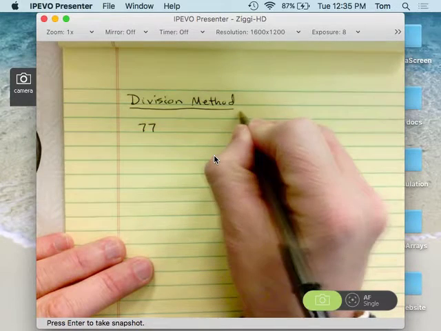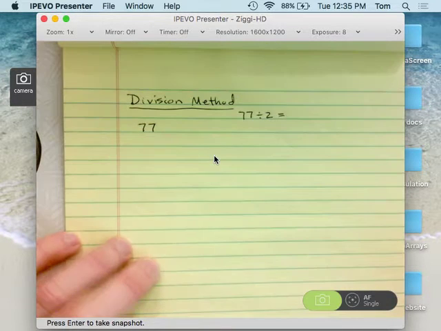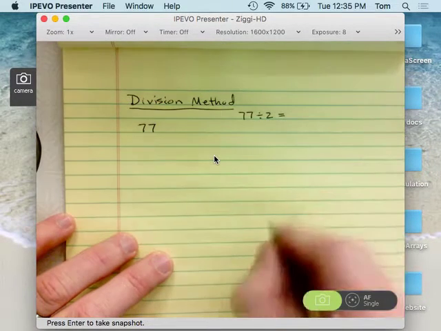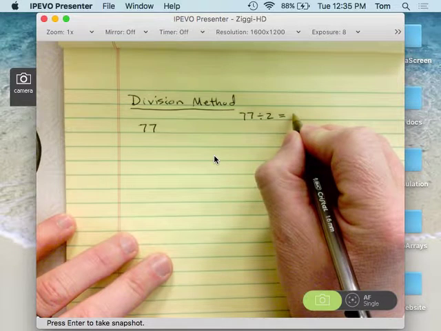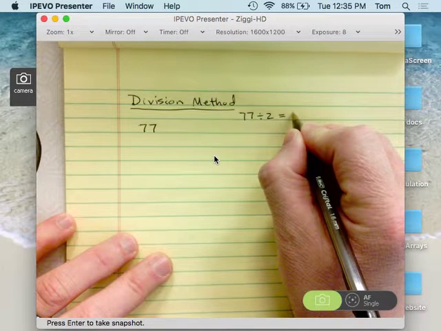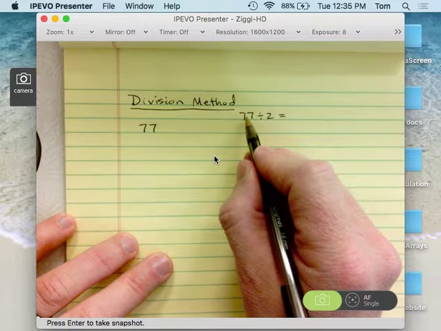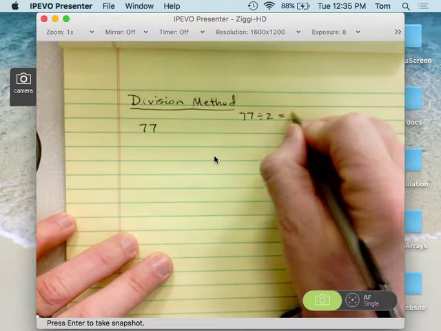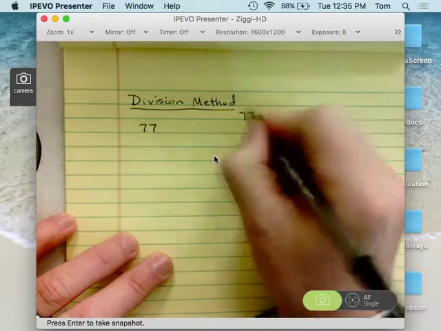If I take 77 and I divide it by 2, what do I get? 2 goes into 7 3 times with 1 left over, right? 2 goes into 17 how many times? 8 times with 1 left over. So I'm going to get 38 remainder 1. Okay? So let's define these terms.